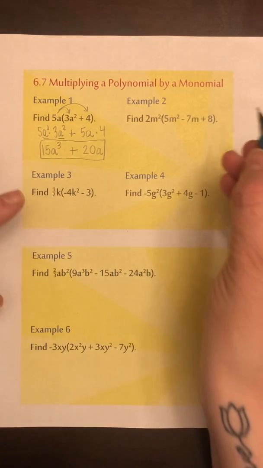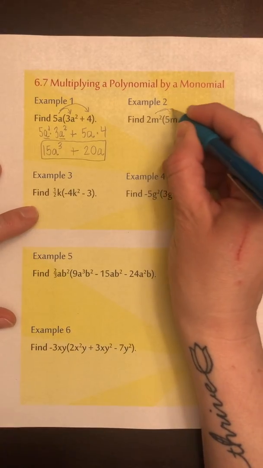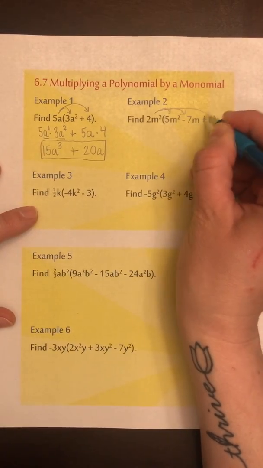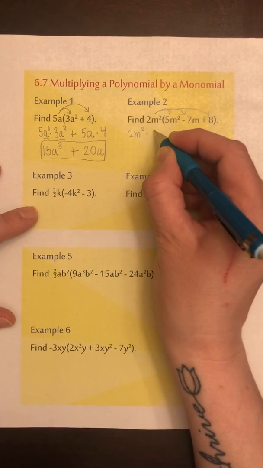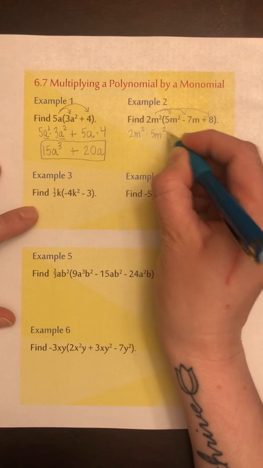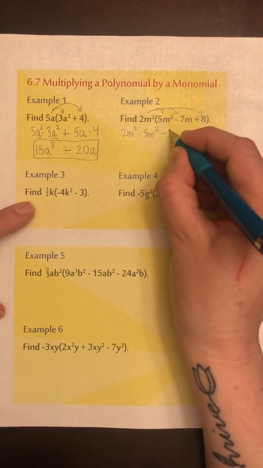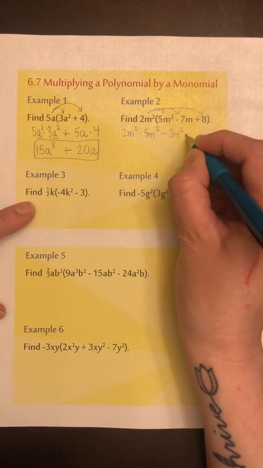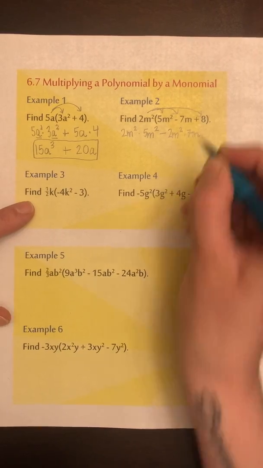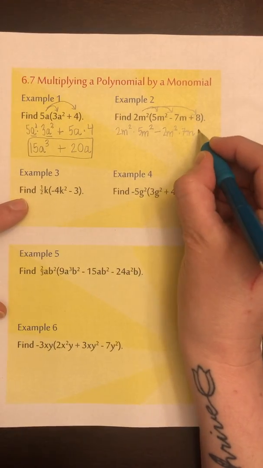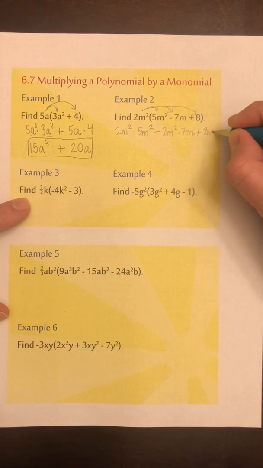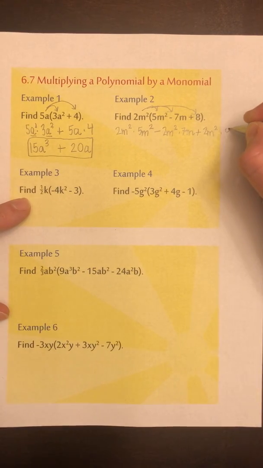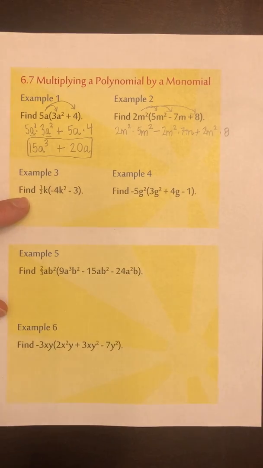So let's jump into example 2. Again, I'm just going to be doing the distributive property, and I'm going to show my step here. So I have 2m squared, and I'm going to multiply that times 5m squared. Then I'm bringing down that minus sign, and I'm going to take that 2m squared and multiply it times the 7m. And then I'm going to bring down that plus sign. And then lastly, I've got the 2m squared, and I'm going to multiply it times the 8.